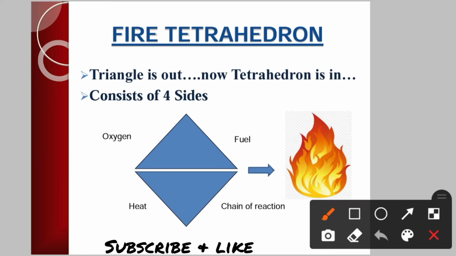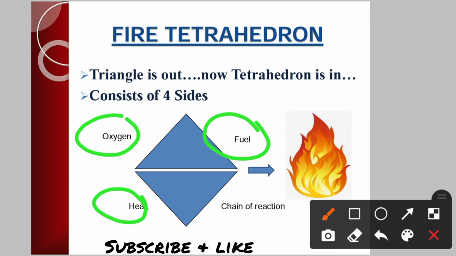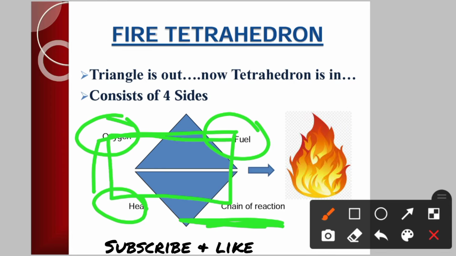But later, with a little more discovery, it was noticed that if I put oxygen, heat and fuel separately, not mixing with each other, then the fire will not happen. This led to the discovery of the fourth item, that is chain reaction. It means not just the presence of these three items would be sufficient, but also the chain reaction of these three will lead to fire.